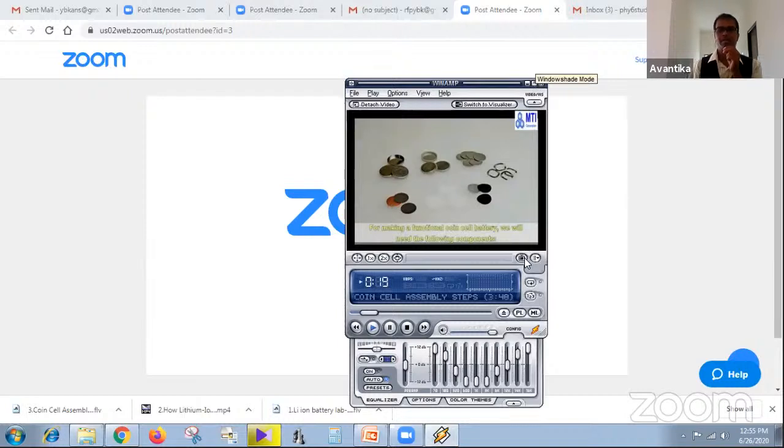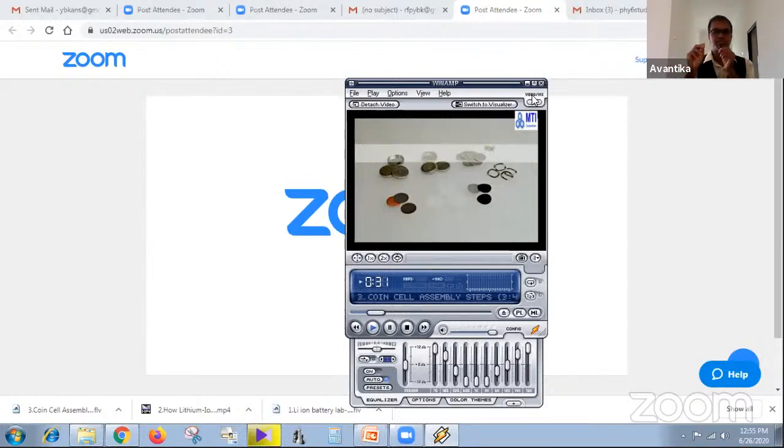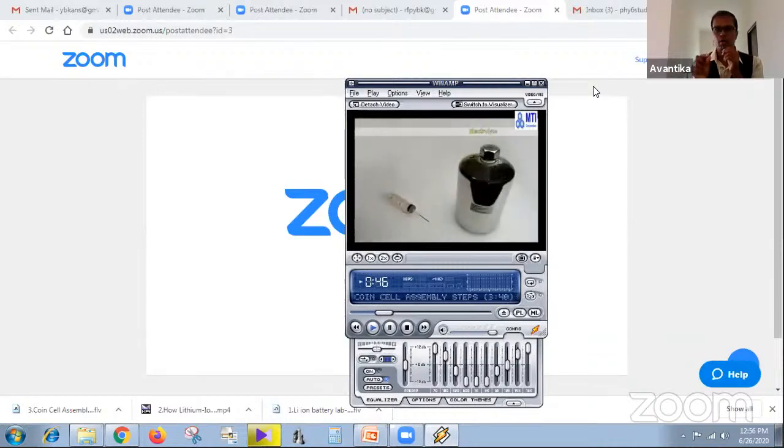Oh, okay. So this video shows how we can prepare the coin cell. I already mentioned there are three types of lithium ion battery devices: coin cell, pouch cell, and prismatic cell, right? We already saw how to prepare the pouch cell. Now we can see how we can assemble the coin cell.